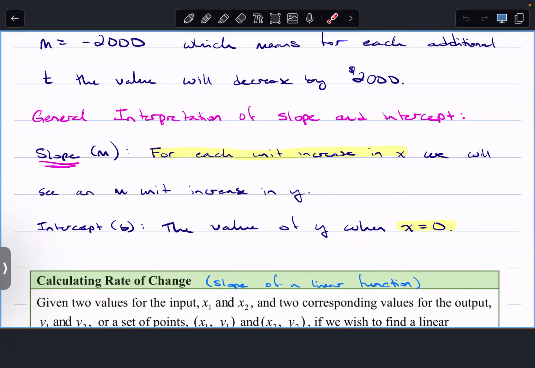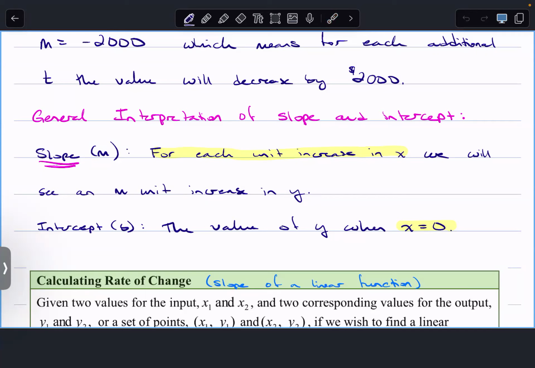Not because I'm going to ask you to recite it on a test or anything like that, but it is good to kind of have the general interpretation of the slope internalized. So for each unit increase in x, right? So for each additional year, the value of the car is going to see a $2,000 or negative $2,000 increase, which is a $2,000 decrease, right? And we talked about that in y. So the key here is for each unit increase in x, right? Then we're going to see a slope increase in y.